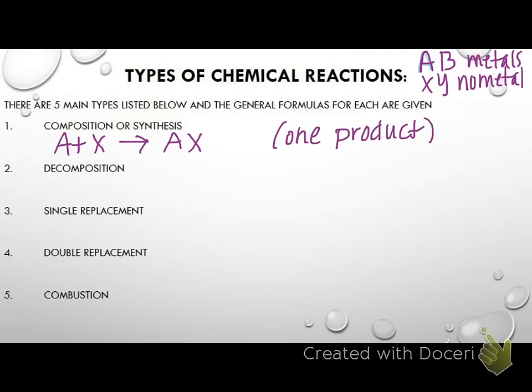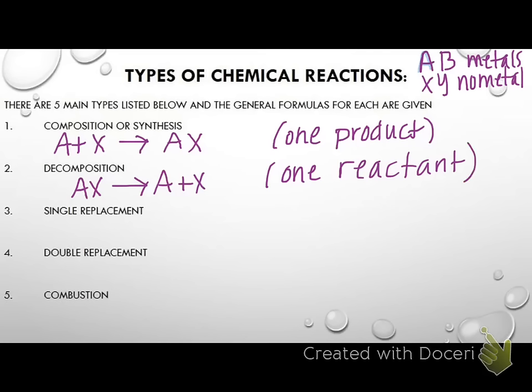Okay? The next type is a decomposition, and as you would expect by the name, it's exactly the opposite. We're going to take one more complicated substance and break it down into two simpler substances. So it breaks apart. The way we recognize a decomposition reaction is there is only one reactant, only one thing to break apart.